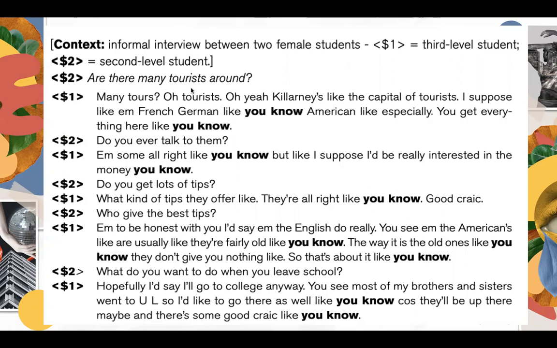Are there many tourists around? Many tourists? Oh, tourists. Oh, yeah. Cantonese like the capital of tourists. I suppose like French, German, like American, like especially. You get everything here, like. Do you ever talk to them? Mm, some all right, but like I suppose I'll be really interested in the money. Do you get lots of tips? What kind of tips they offer like? They are all right. Like, good crack.